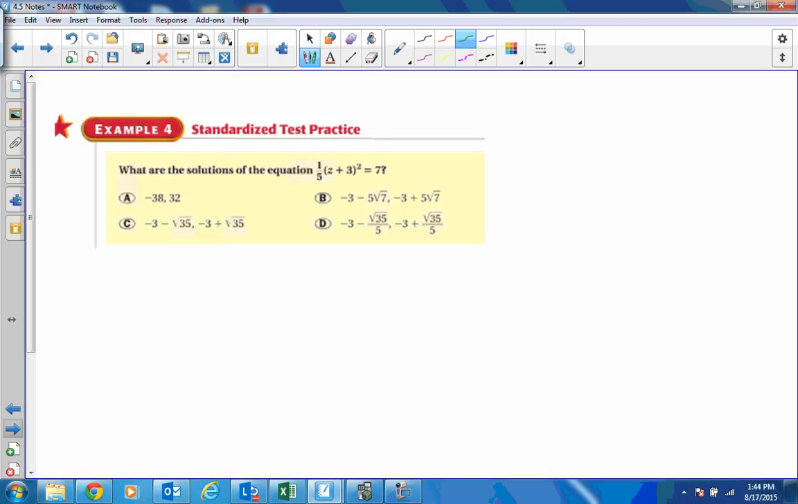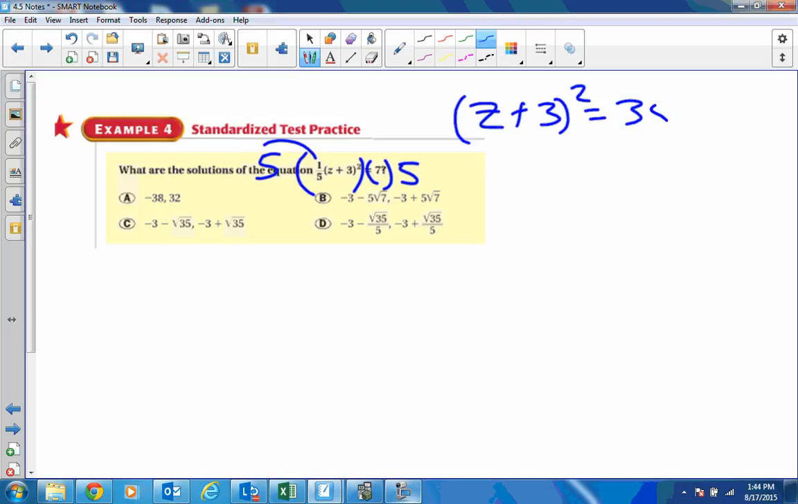Okay, the same process here. First thing I want to do is get rid of the 1/5. So to get rid of the 1/5, I'm going to multiply by the reciprocal, which is 5. So that would cancel out. 5 times 1/5 cancels out. So we'd have z plus 3.